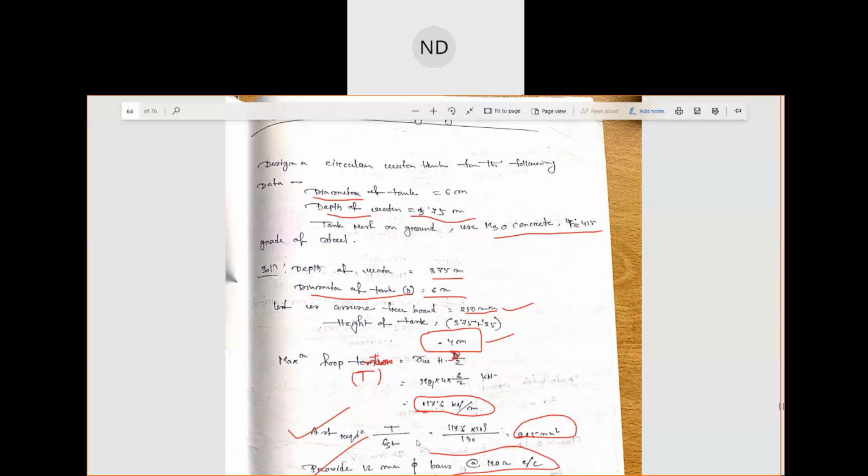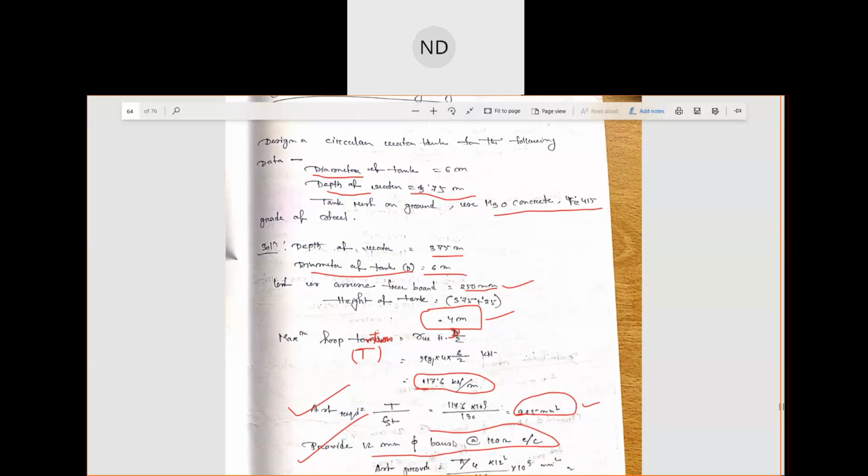Sigma st and sigma cbc for M30 grade of concrete you already know, from tables 2 and 3 you have to check it out. So area of steel required now will be T by sigma st, and T we know, sigma st we know. So how much we got? 905 mm square area of steel is required. So we can provide 12 mm bars at 120 mm center to center spacing. Okay, one more thing.